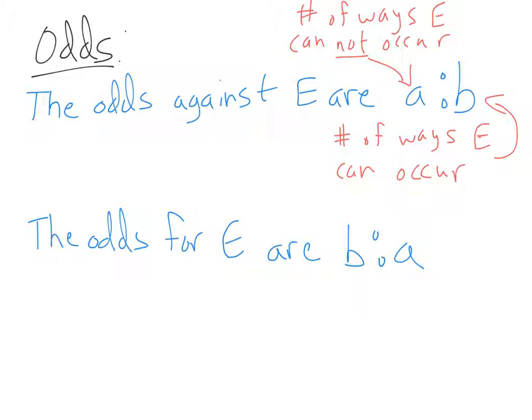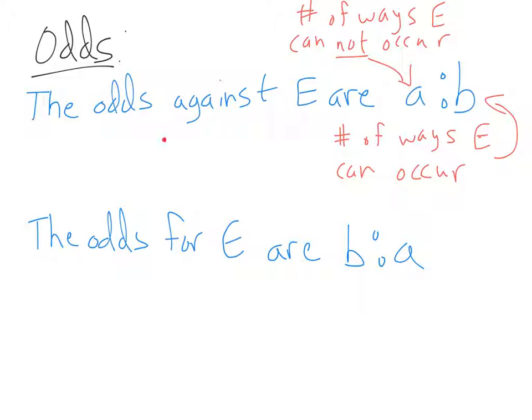The other thing we need to talk about are odds. Sometimes you'll be asked to find the odds against an event or the odds for an event. So if we say we want the odds against some event E, we say the odds are A to B, or A colon B. This is the way the odds are written. Now, the A here is the number of ways E cannot occur, and B is the number of ways E can occur.